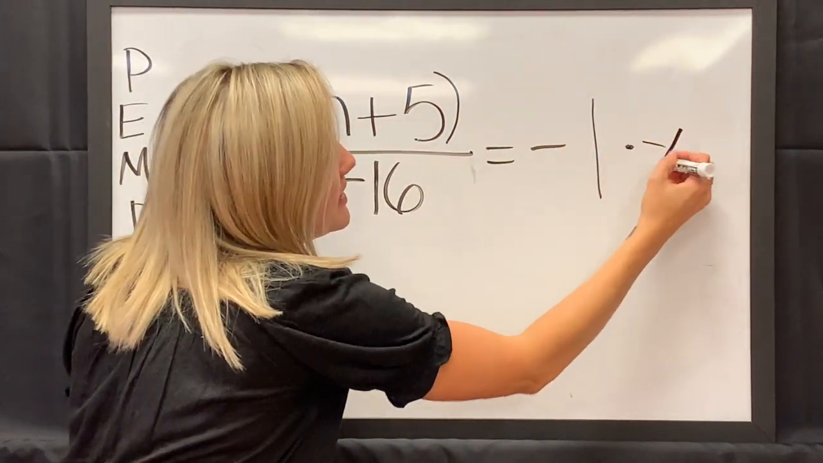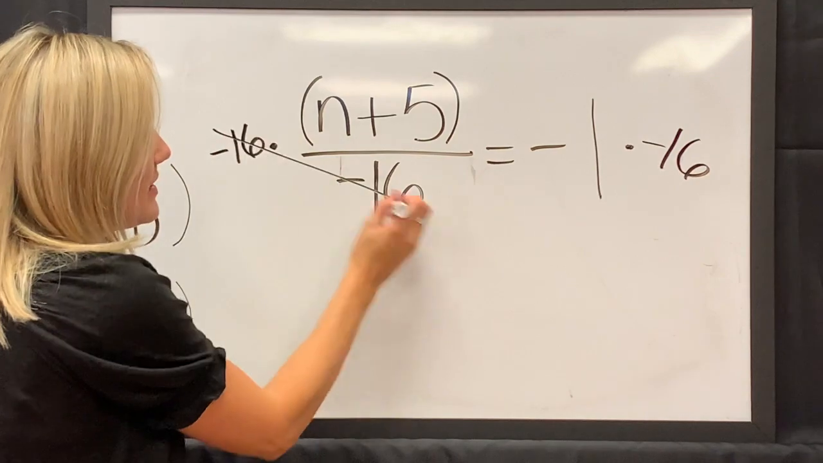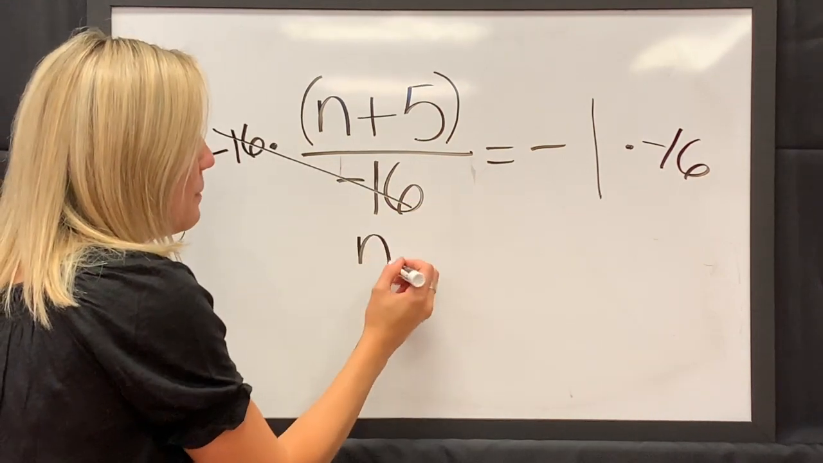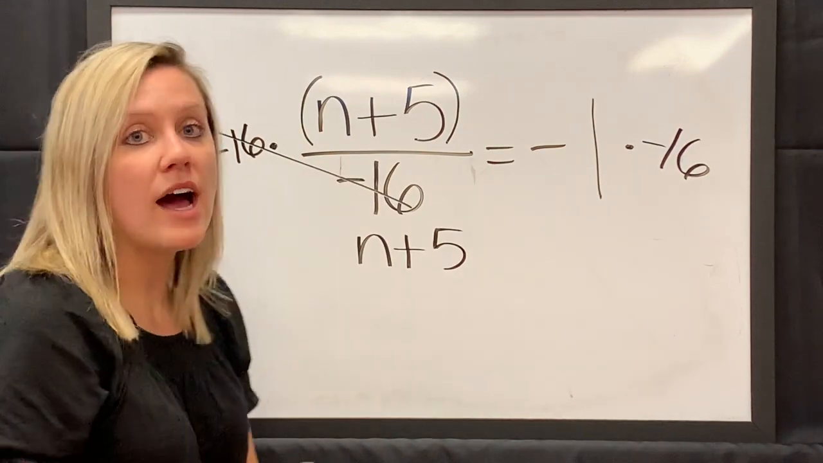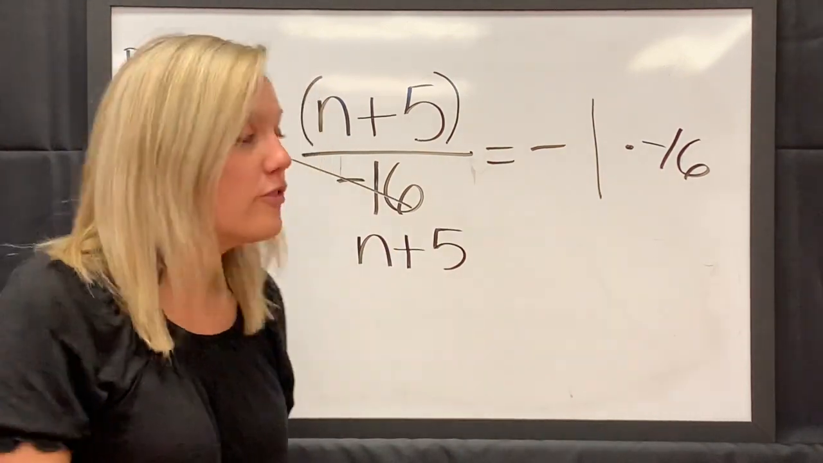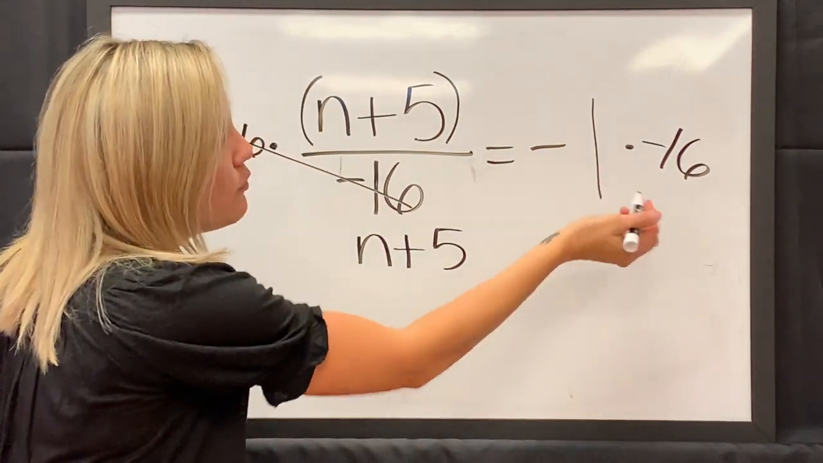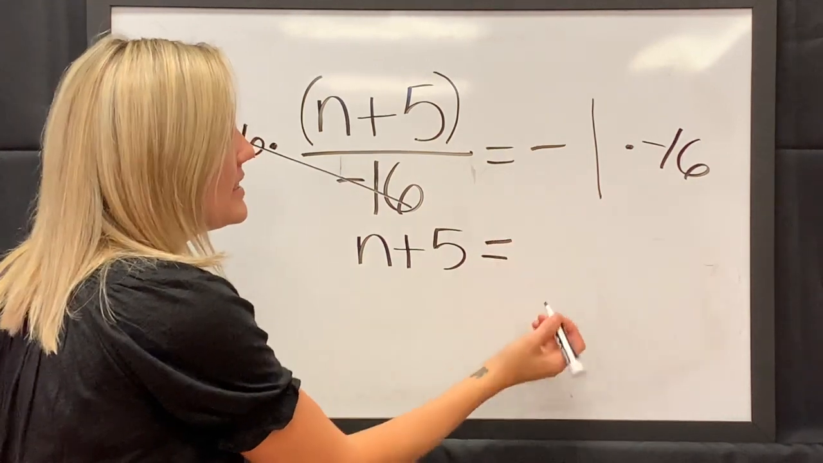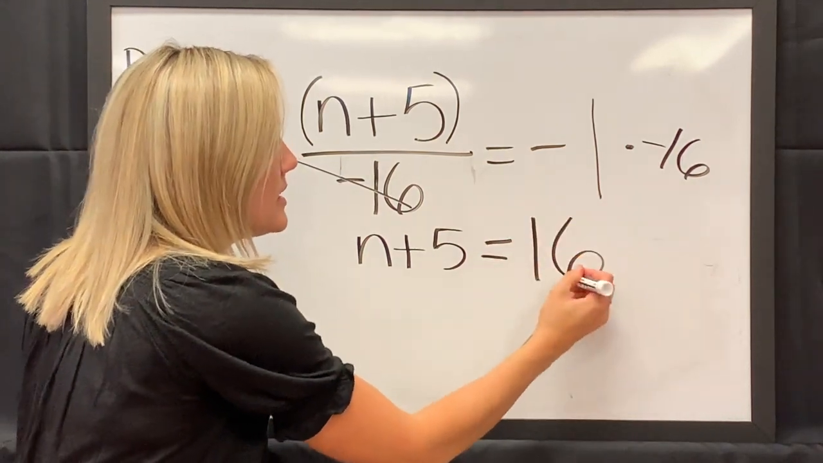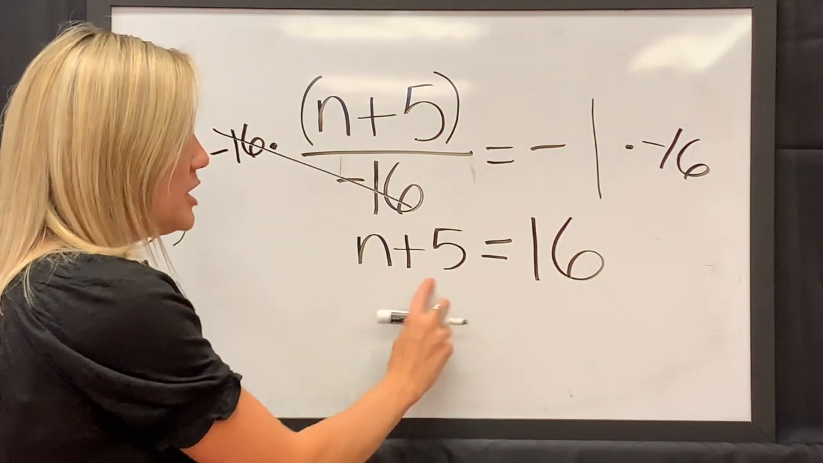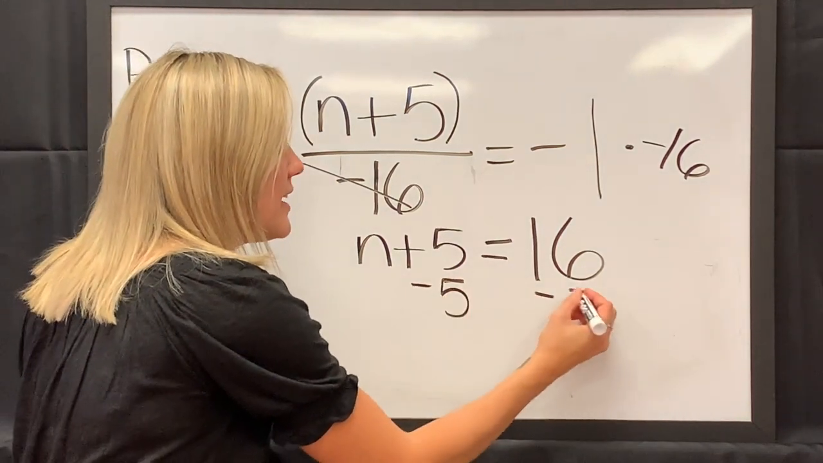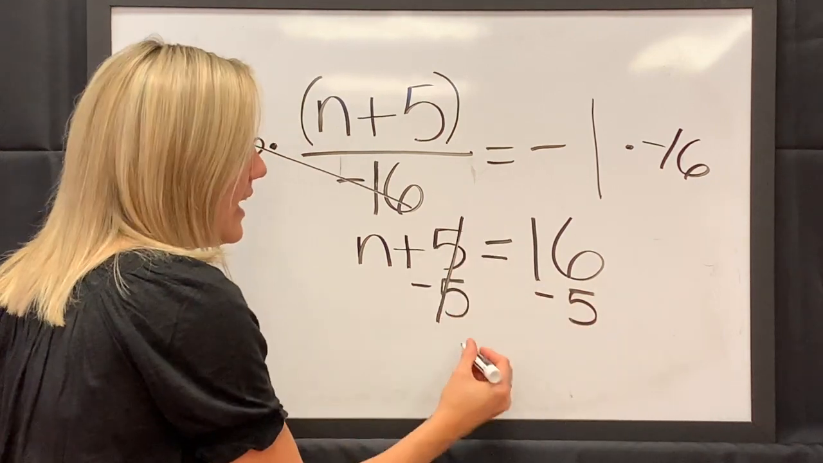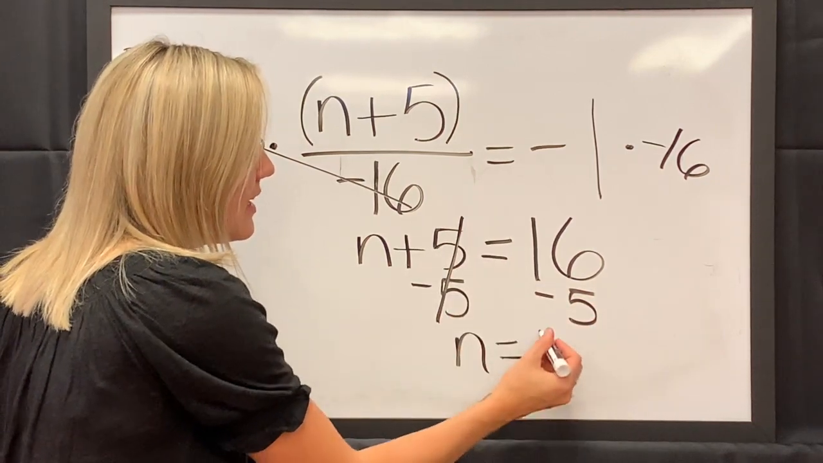Multiply by -16. These will cancel, and I'll be left with n plus 5. And since I am just left with n plus 5, I'm going to take the parentheses off, okay? And then -1 times -16 is going to give me +16. Now I just need to get rid of this 5 by subtracting 5, and I have n equals 11.